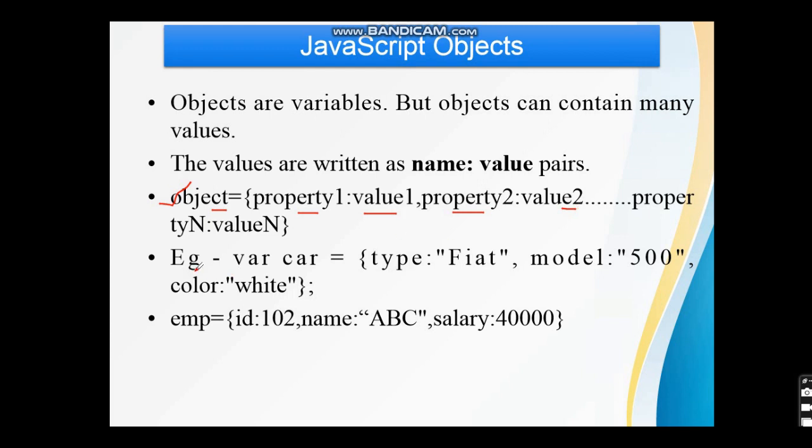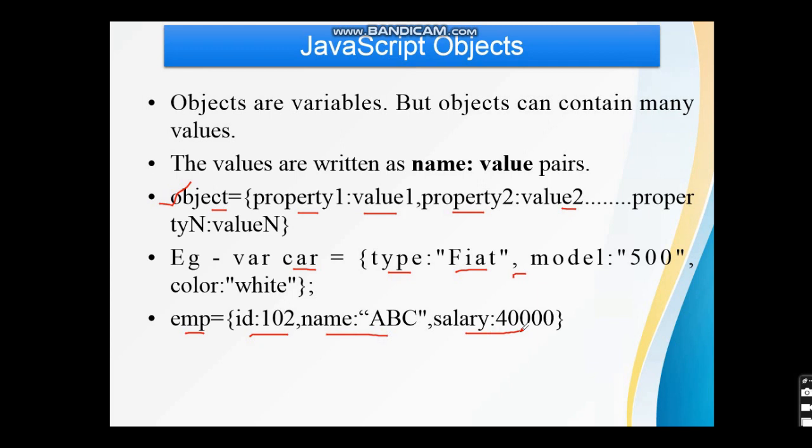So here in the example you can see var, the variable name is car. Here property 1 is type and the value for it is Fiat. Next is model, the value for it is 500, and every pair is separated by comma. Similarly here also this is employee, and here this is a name and value pair, name and value pair, and name and value pair. Okay?